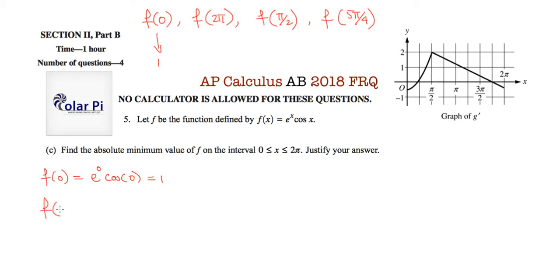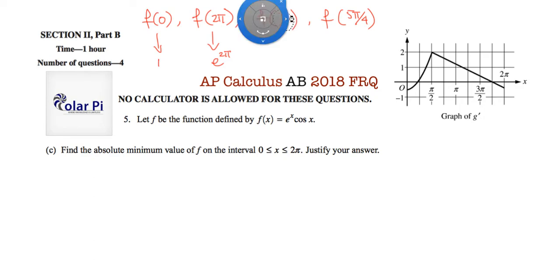f of 2 pi would be e to the 2 pi times cosine of 2 pi. Cosine of 2 pi is equal to 1, and e to the 2 pi is just e to the 2 pi, right? Without a calculator, we can't say more. So f of 2 pi is equal to e to the 2 pi. And then next, we look at f of pi over 4. I wrote pi over 2 here, and hopefully you had faith that I was going to correct it.